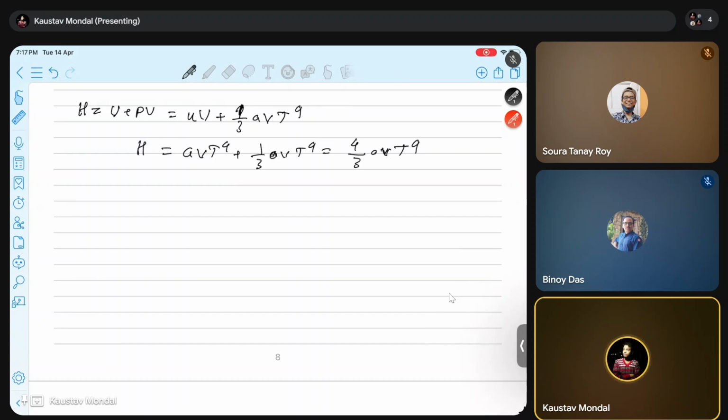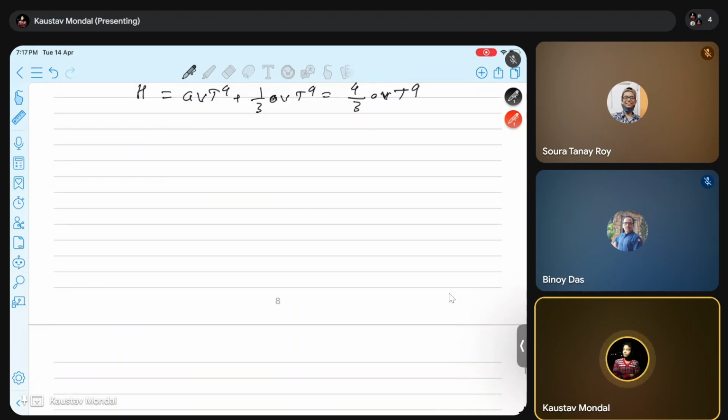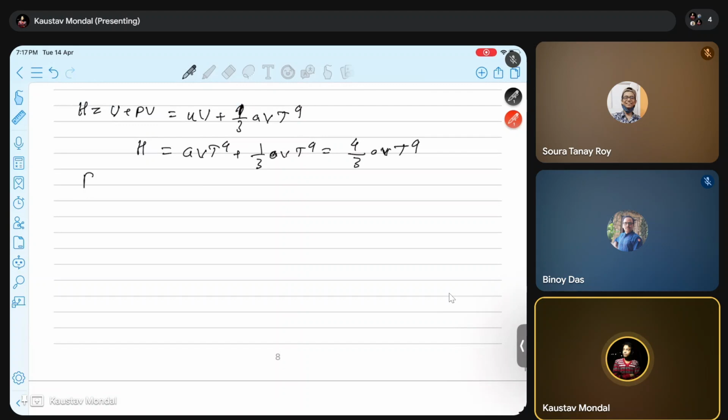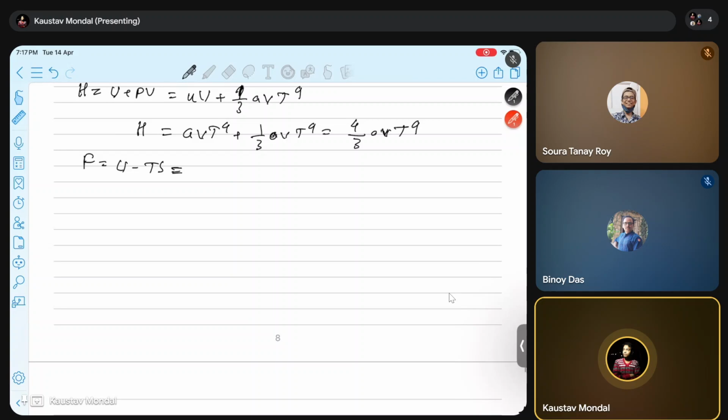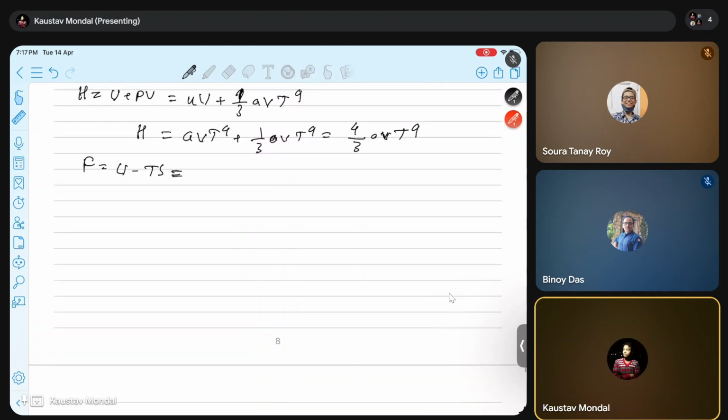That is the expression of enthalpy. Similarly, the Helmholtz free energy, denoted by F, is U minus Ts. You already know these quantities, so you put them in here, and it will give you 1/3 A B T to the power 4.